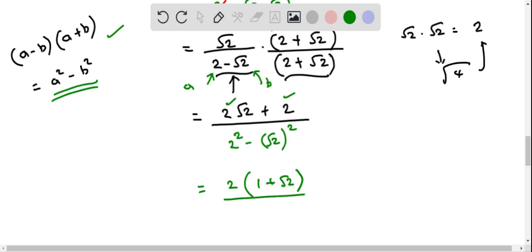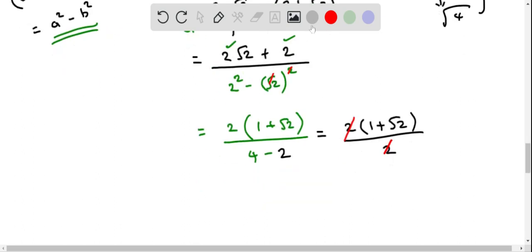Can I write it in any order? Yes. And then this one is 4. 2 squared is 4, minus root 2 squared. This square root and this square term will get cancelled, so it's basically 2. And so this reduces to 2 times 1 plus root 2 divided by 4 minus 2, which is 2. Now we can divide this 2 in the numerator by the 2 in the denominator. So we are finally left with the term 1 plus root 2. And therefore this is the exact value of tangent of 67.5 degrees.